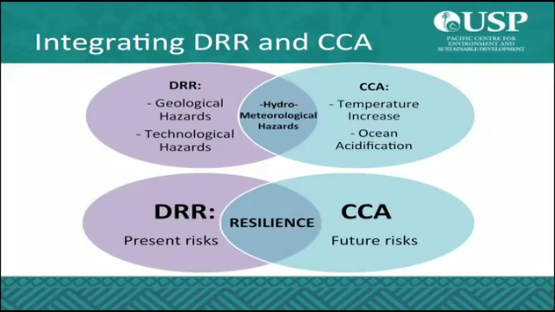But it also makes sense because resilience is not only a problem for today, it's a problem of tomorrow. Disaster risk reduction focuses on the present risks, while climate change adaptation focuses on the future risk. So in fact, to reach resilience for the community, you need to incorporate both, so that your community is resilient today and also resilient tomorrow.